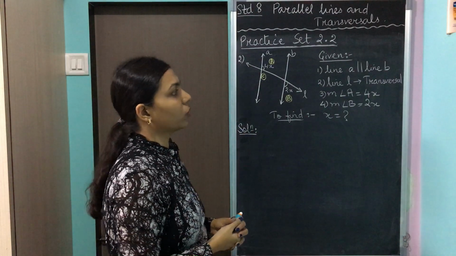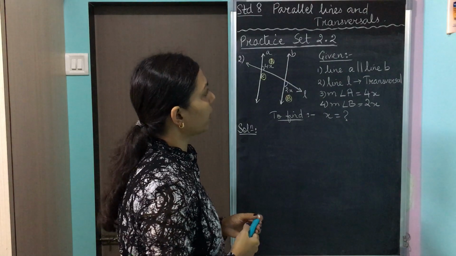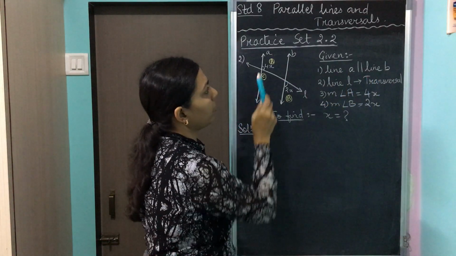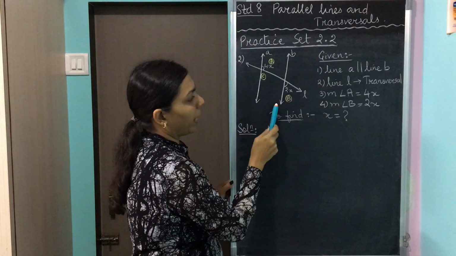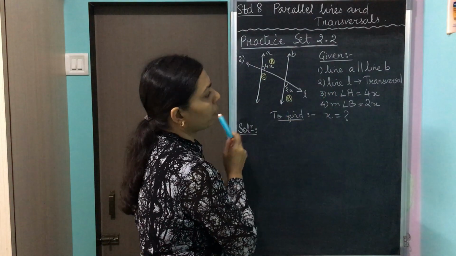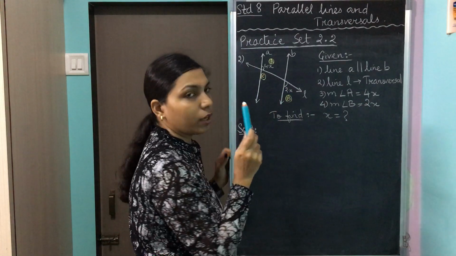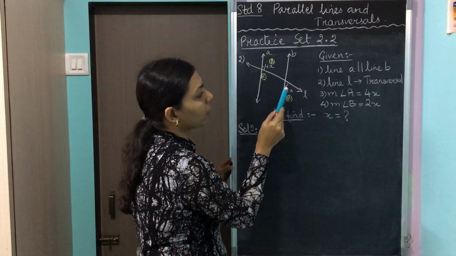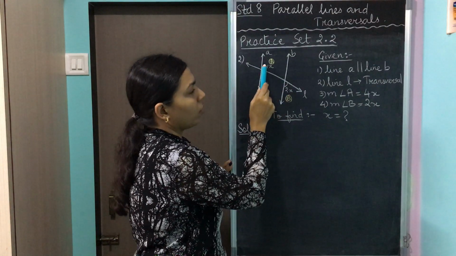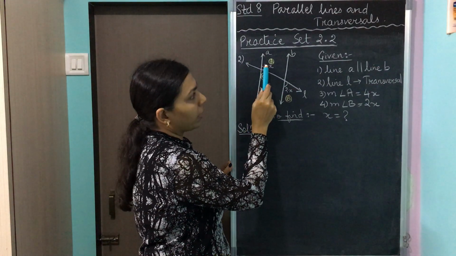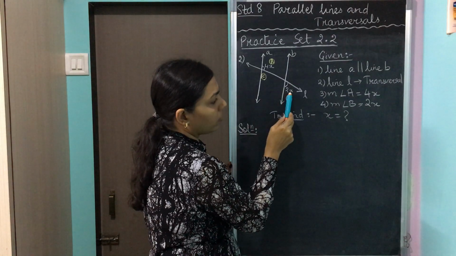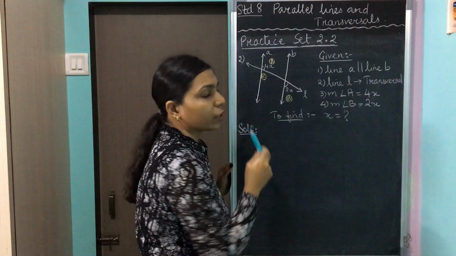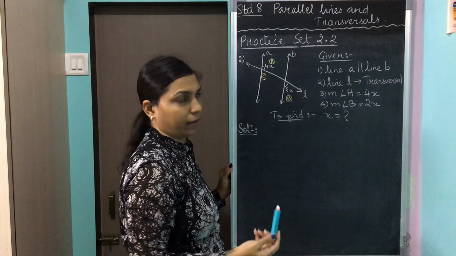Okay, now please look at the board, children. Here in this diagram, it is given to you that line A is parallel to line B, and line L is your transversal. There are two measurements given to you, over here 4x and over here 2x. Let's call this angle A, whose measurement is 4x, and let's call this angle B, whose measurement is 2x, and you have to find out the value of x.